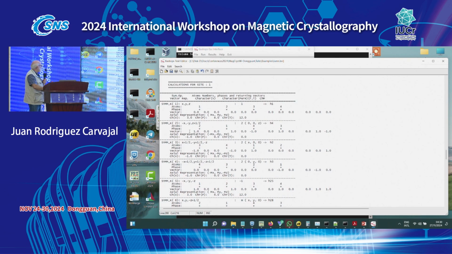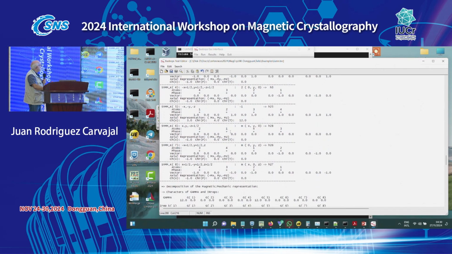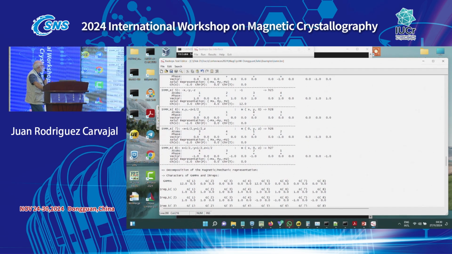And then you have the vector representation, the axial representation. You put here mx, my, mz, and you see here what you have. For example, for a plane, you see that the operator is x, y, minus z plus 1/2. And then the moment changes as minus mx, minus my, mz. This is because it's multiplied by the determinant, it's the axial representation. And you calculate the permutation and the vector representation, the character, etc.